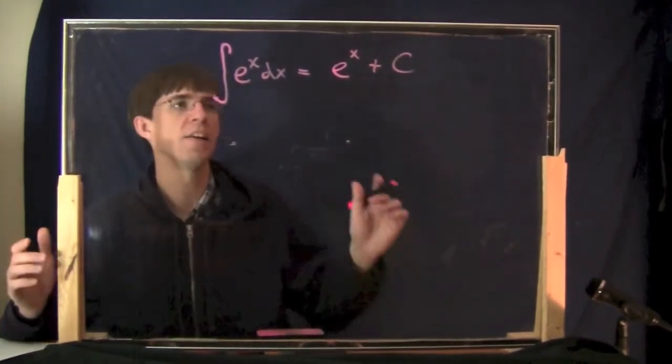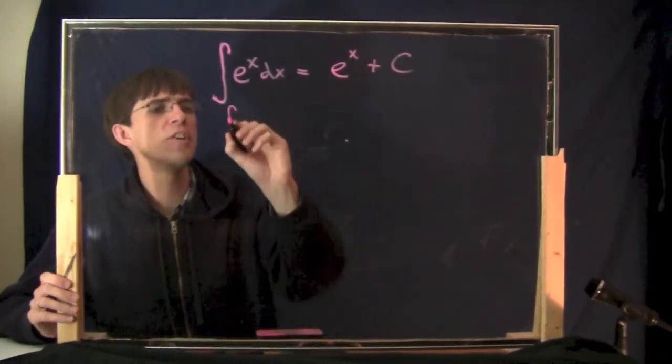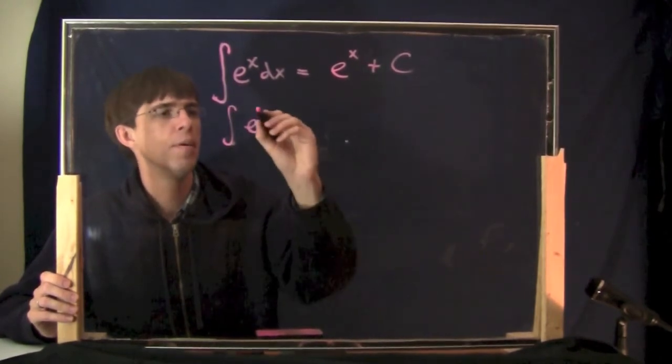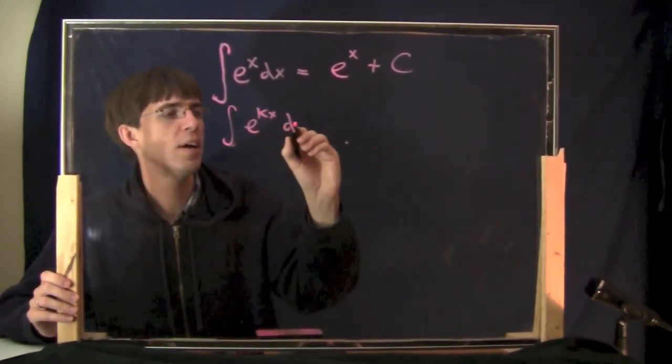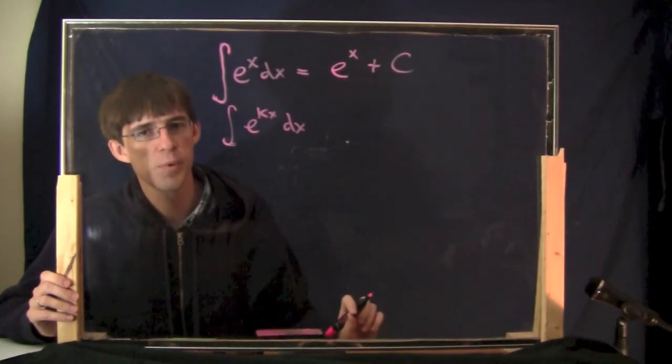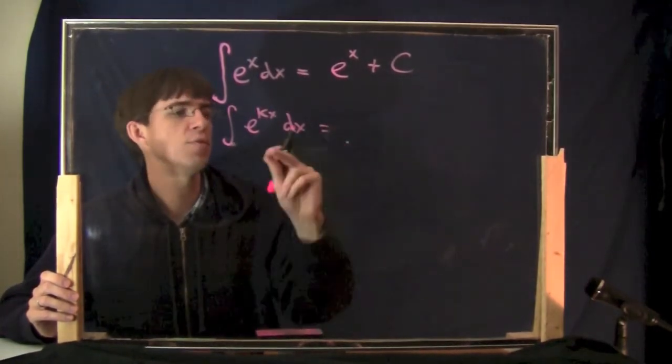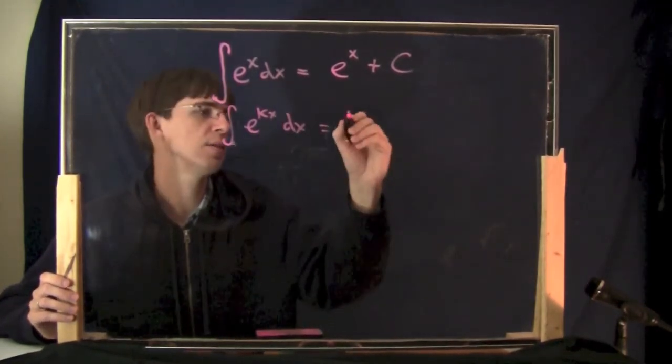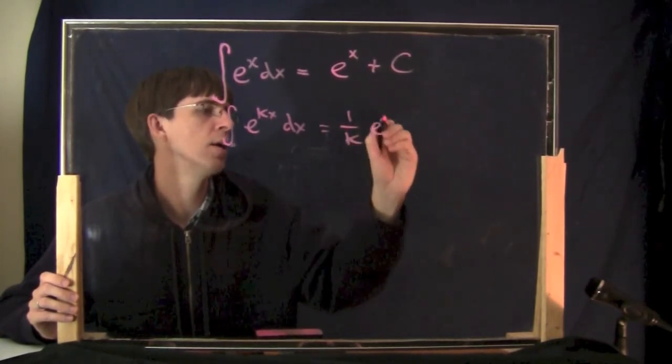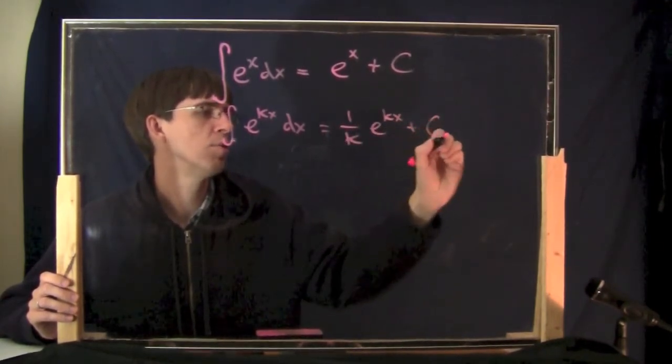That's just the technicality. All right, there's a variation on this which is actually going to be very useful. What if you have a constant inside of the exponent there? It turns out the antiderivative of e to the k times x is like this: 1 over k e to the kx plus c.